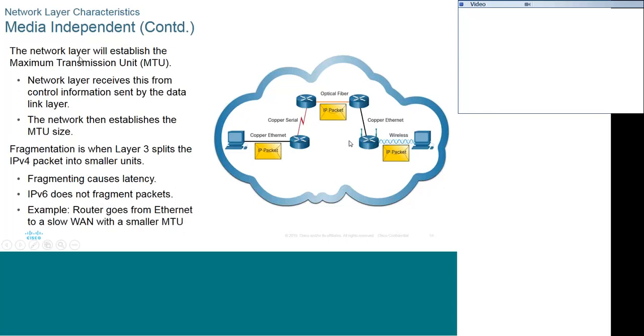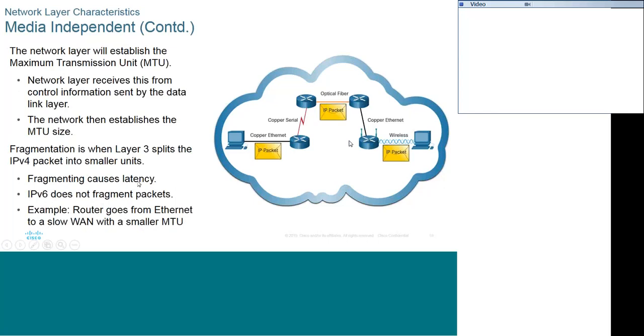As long as the process of sending starts, the network will establish this maximum transmission unit. It will send the packet then immediately. Another thing here is the fragmentation. This is done when layer 3 splits the IPv4 packet into smaller units. So when you make the packet into smaller pieces, this is the process of fragmentation. But it causes delay.